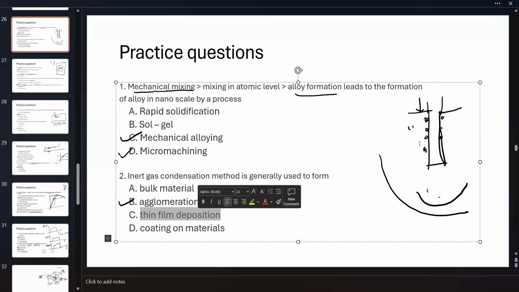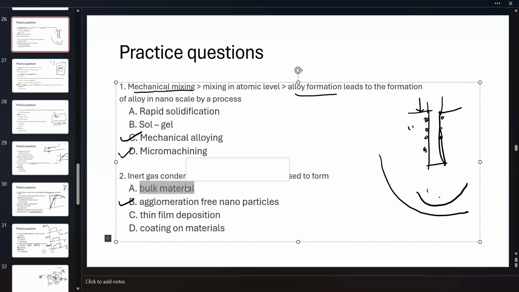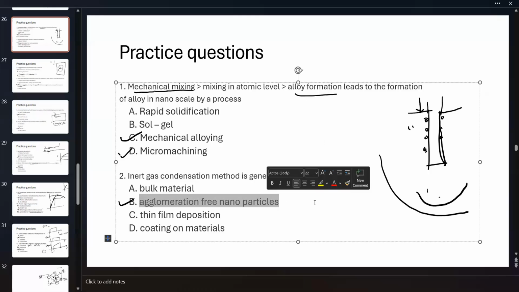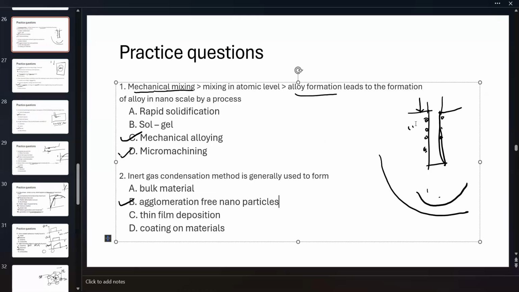The particles are sitting far apart, not coating, and it's not even bulk material. Yeah, agglomeration-free nanoparticles.